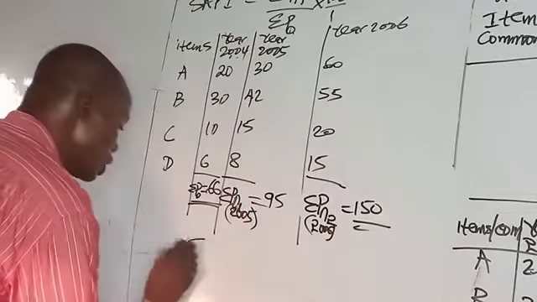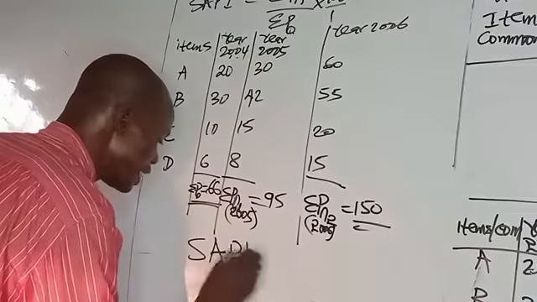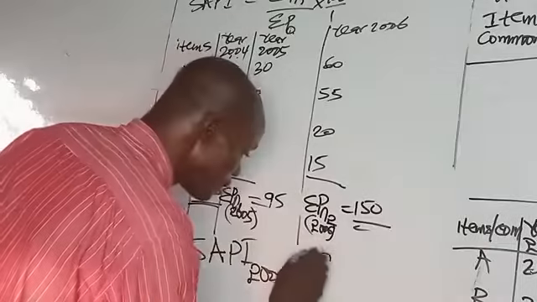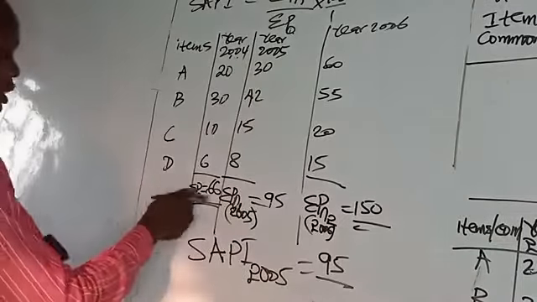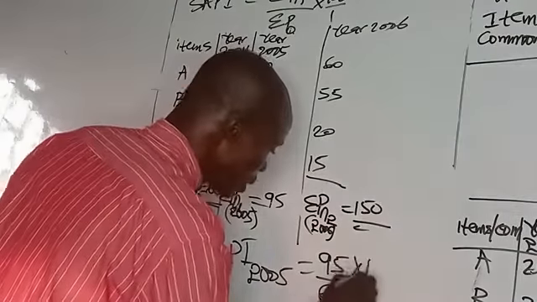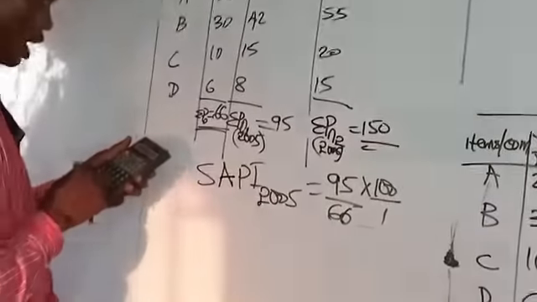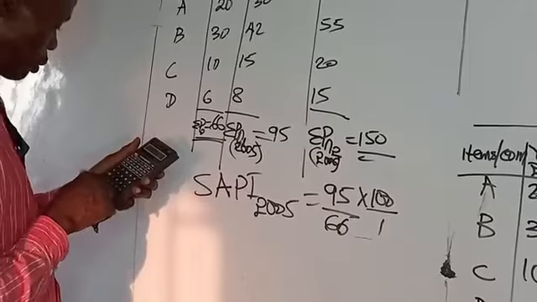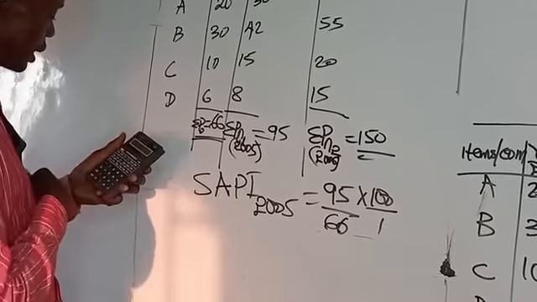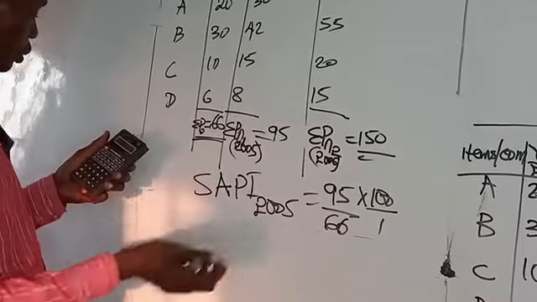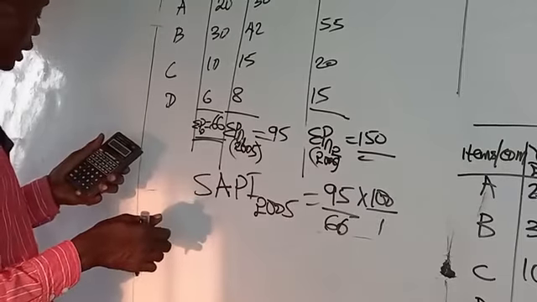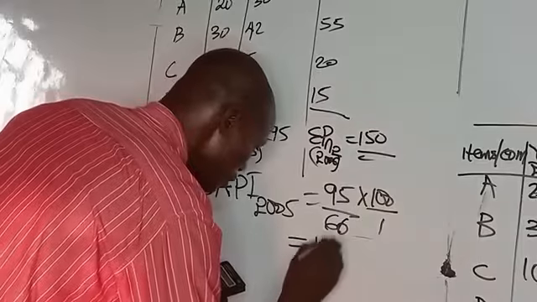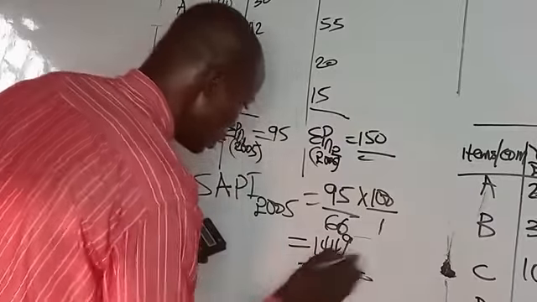So to compute your simple aggregative price index for 2005 now, we have 95 over the price of the base year, which is 66, times 100. So we have 95 divided by 66 times 100. We have 143.93 and so on, which is approximately equal to 144% to the nearest whole number.